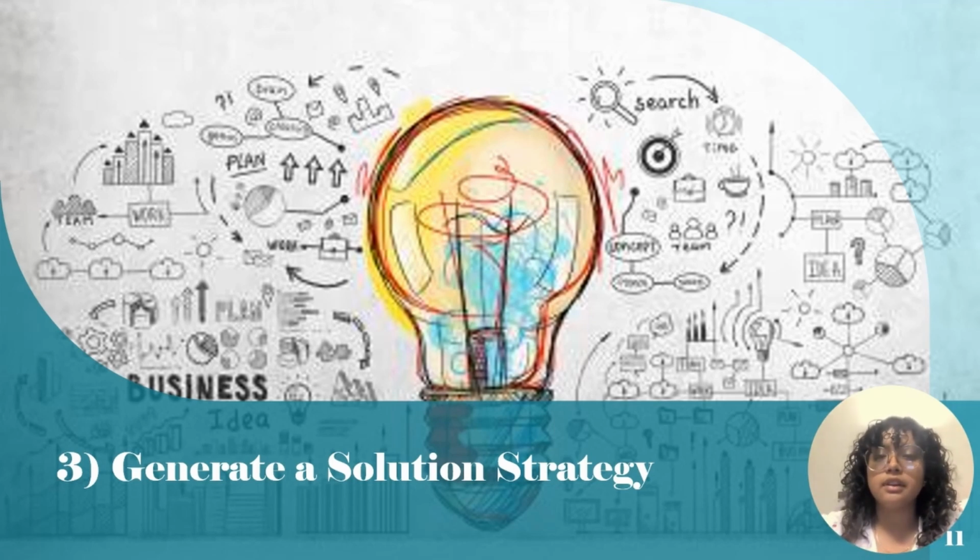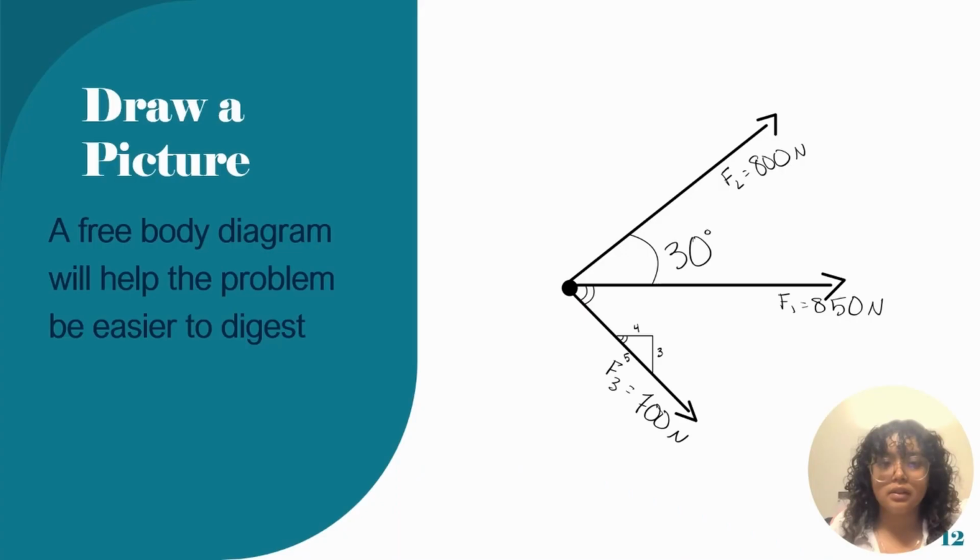So now that we've gathered all the information from the problem and the diagram provided to us, we can now move on to step 3 of the problem solving process, which is generating a solution strategy. So first off, we're going to have a free body diagram in order to have a better visual representation of the forces in action, as well as to organize the information for reference whenever we use trigonometry.